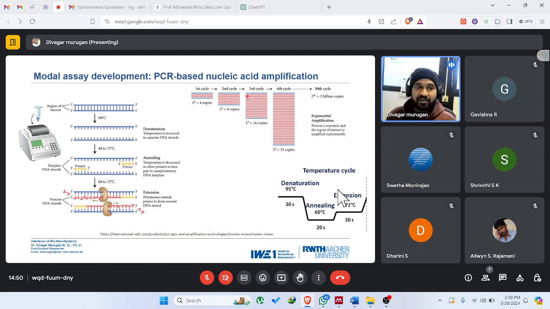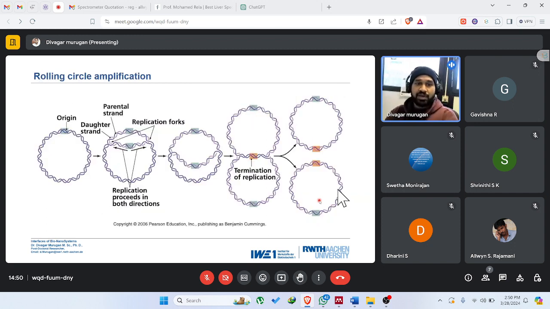But one disadvantage with RT-PCR is that it always requires a temperature cycle, which has to be very precise, because you use different protein molecules, and these protein molecules are very sensitive to temperature. Maintaining such a precise temperature and using thermal cycling is always a challenge with RT-PCR. So people are trying to come up with isothermal amplification, and one of these isothermal amplifications that we work on is rolling circle amplification.